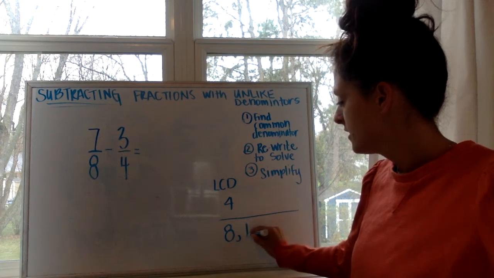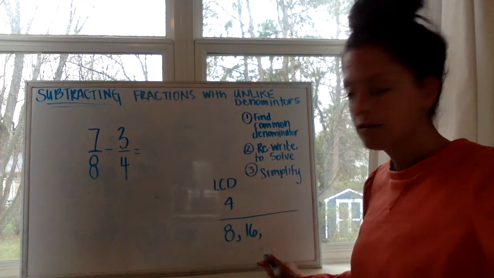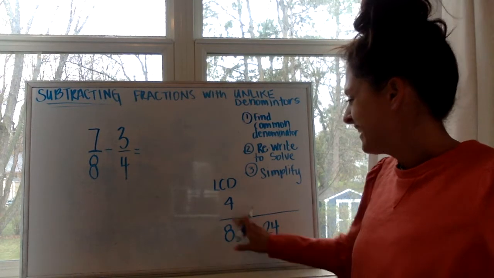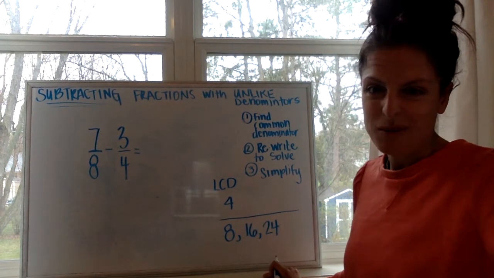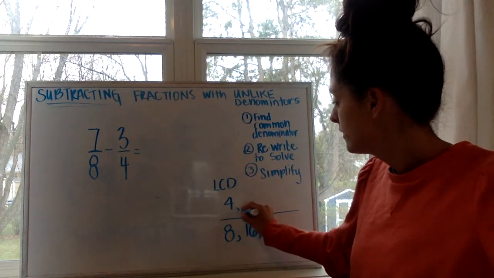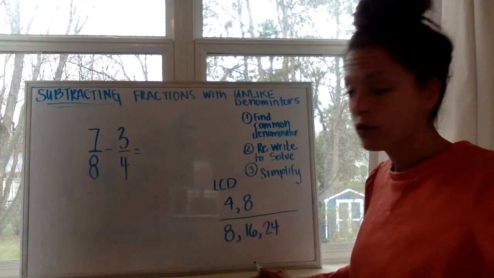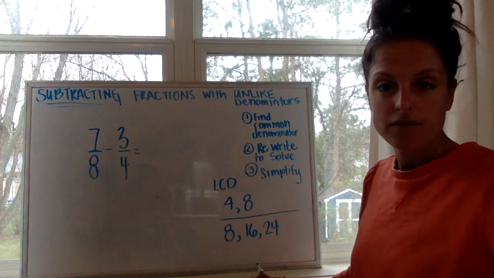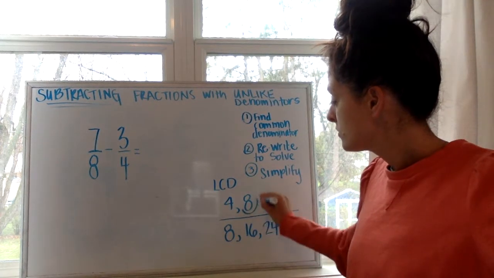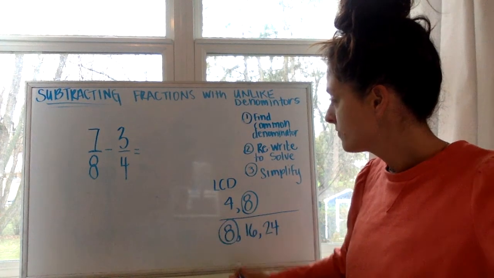8 plus another 8 is 16, plus another 8 is 24. I already know 24 is a multiple of 4, so I'm going to stop there. And now I'm going to count by 4s. 4 plus another 4 is 8. I found a match. As soon as you find a match, you're done. So 8s are our match, okay?